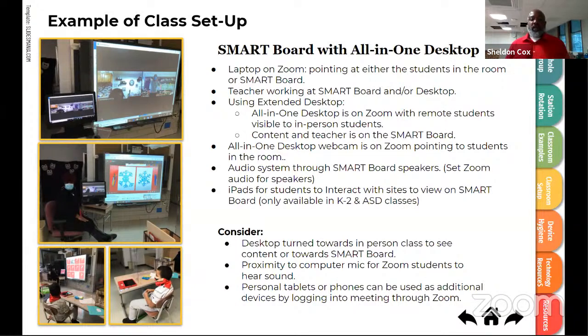If you're a K-2 classroom, you may have access to iPads, so you can dedicate iPads to the individual students and have the cleaning process of keeping them clean and sanitized.